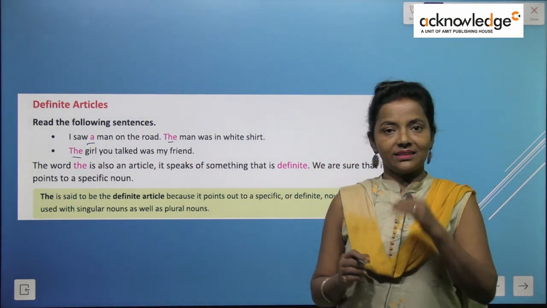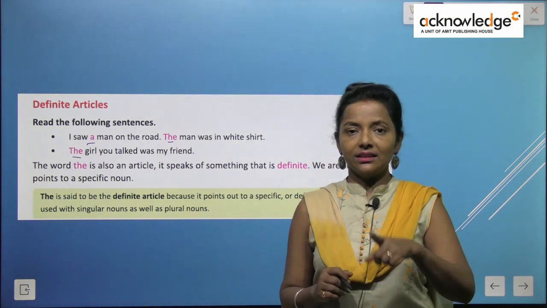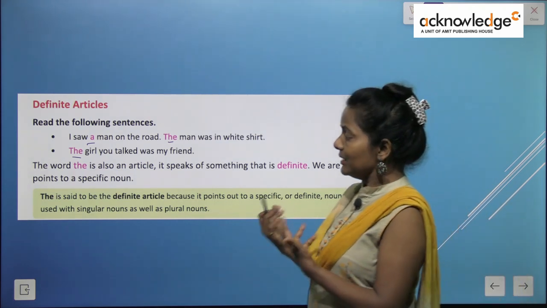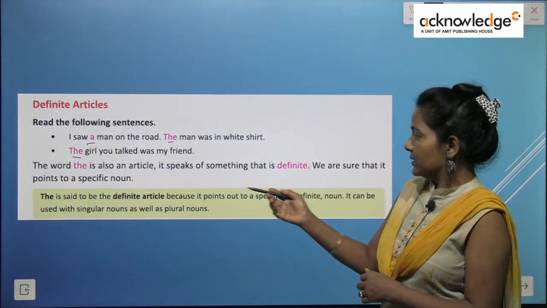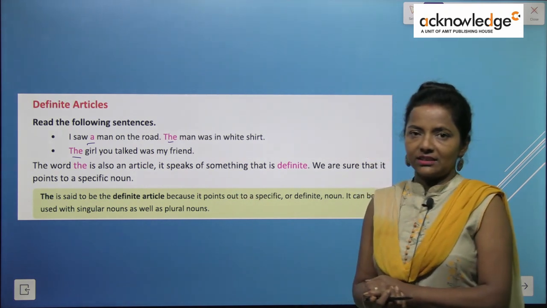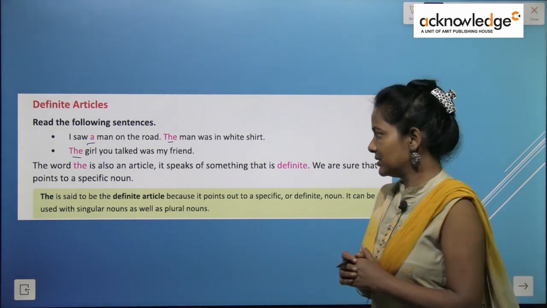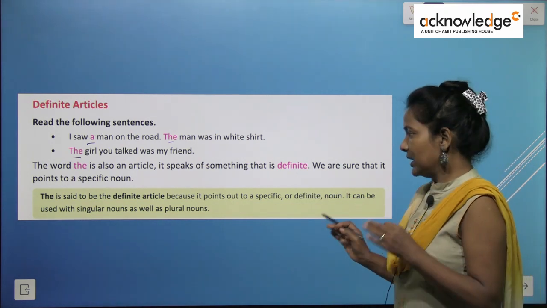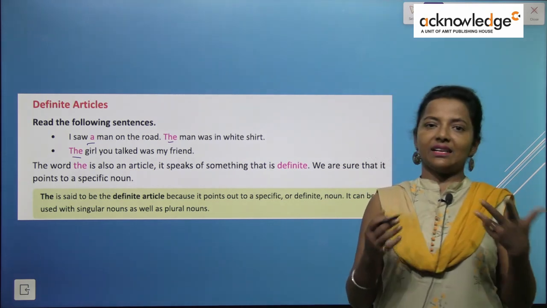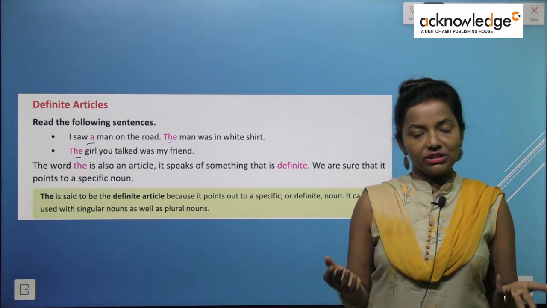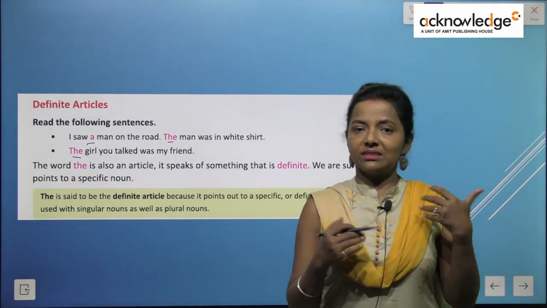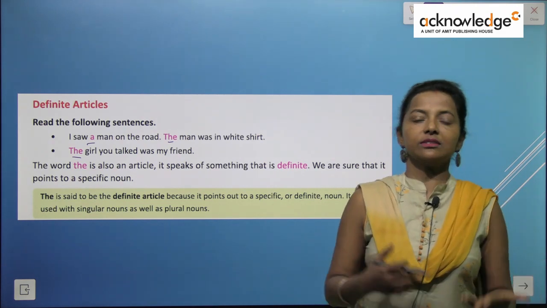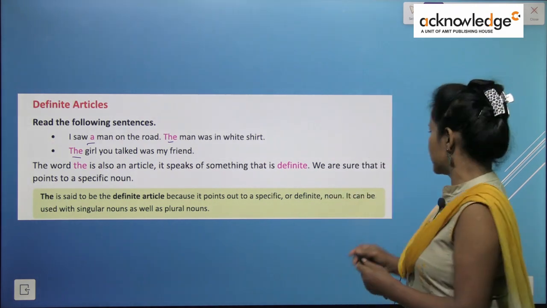I am sure, I am very definite, that the girl with whom you talked is my friend. She is my friend. So, the is said to be a definite article. It points out a definite noun, because it points out a specific or definite noun. It can be used with singular nouns as well as plural nouns. Children, a and an were used with singular nouns only, but here the can be used with singular nouns as well as plural nouns.